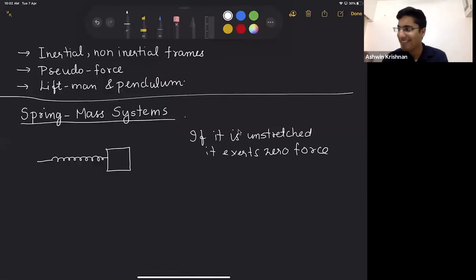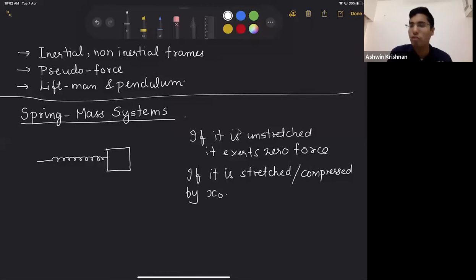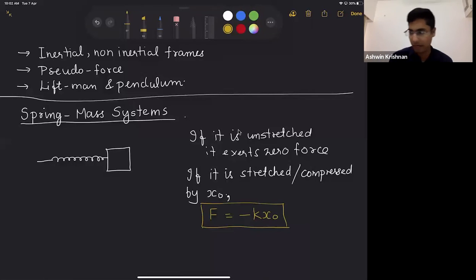So that is one. Second, if it is stretched or compressed by x naught, let's say x naught is the amount you stretch or compress it, the force is minus k x naught. This is the rule of force for a spring. If it's stretched or compressed by x naught, the force is minus k into x naught.